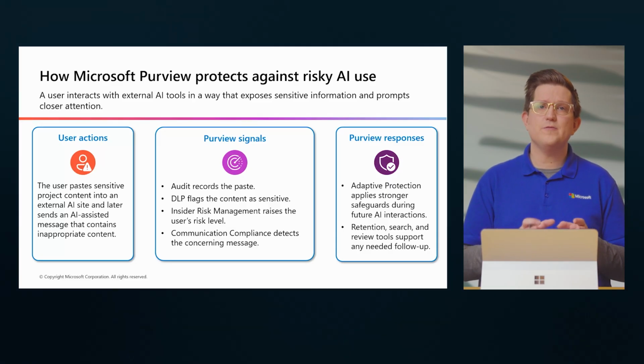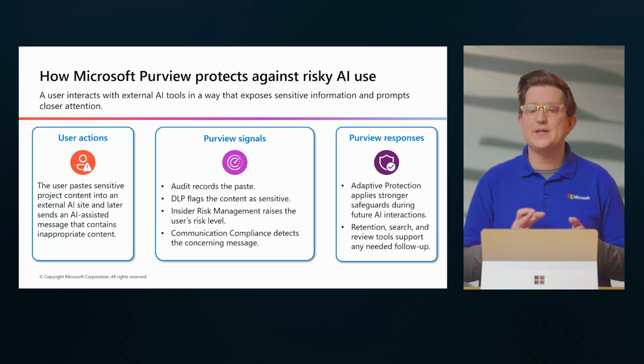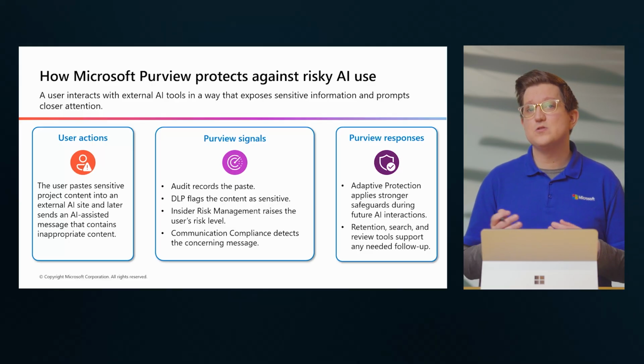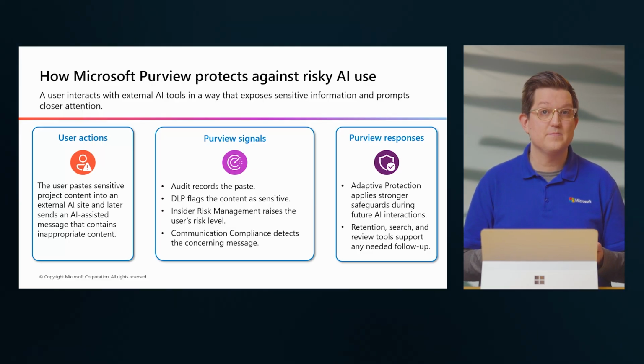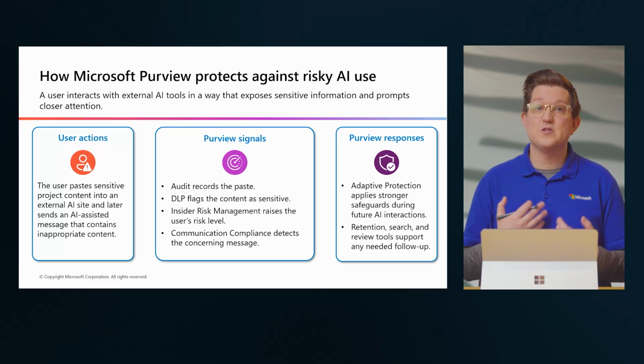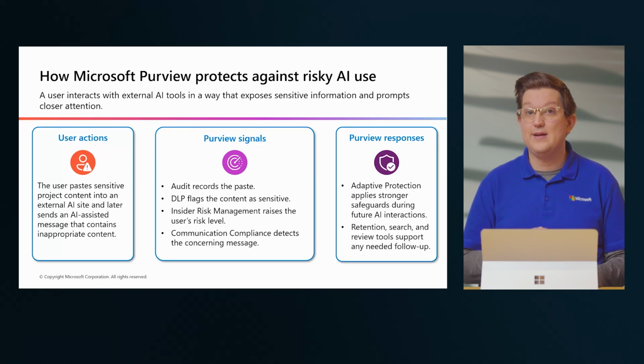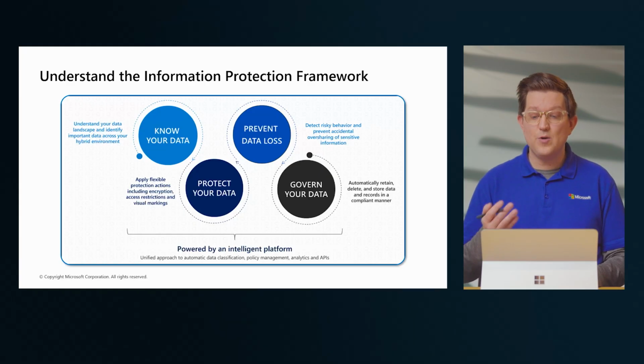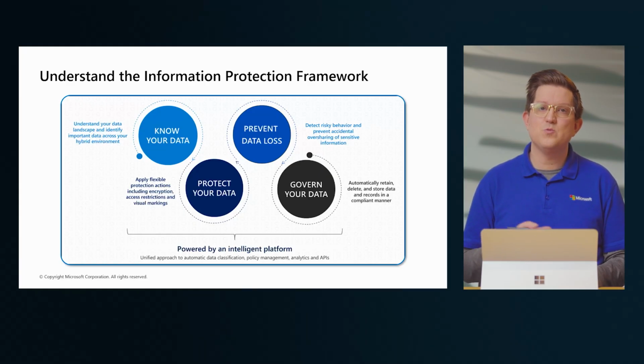We're going to walk through the different ways in which Purview utilizes signals that are generated in order to find ways to enact controls and also respond to incidents such as this. We'll walk through the way that user actions, Purview signals, and the different Purview responses all come through into a single setup to get us what we need. The Information Protection Framework has 4 key areas, and we're essentially going to walk through each one of them.